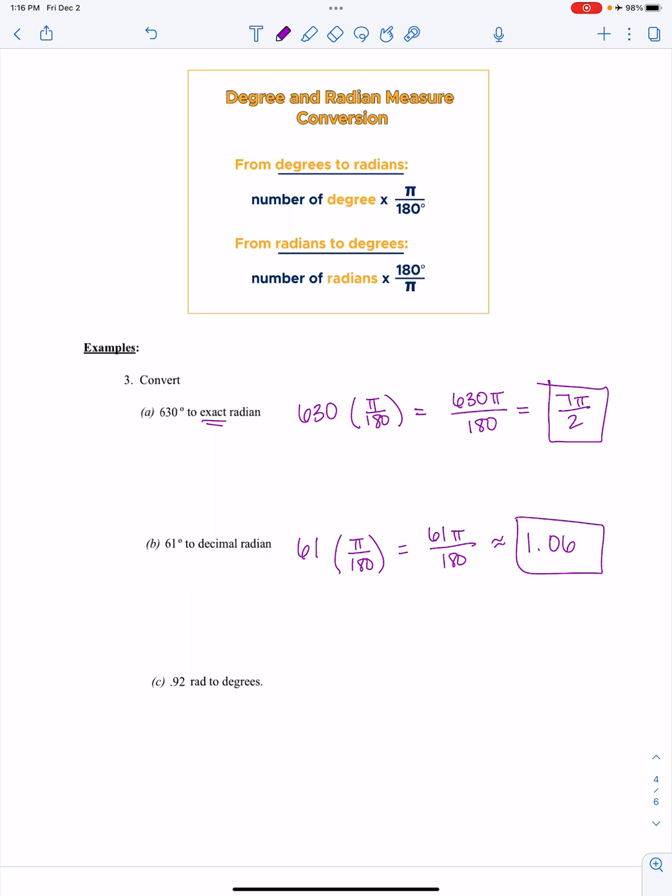And we can also go from radians to degrees. And we use the other formula, which is the reciprocal. So we take our radians, 0.92, and we multiply it times 180 over pi to go back to degrees. Now if we multiply this out, we have 0.92 times 180 all over pi. That will give us about 52.71 degrees.